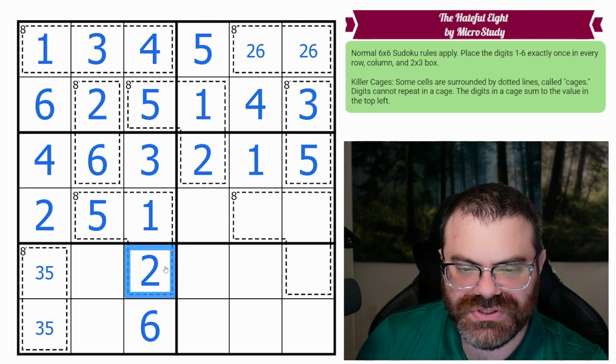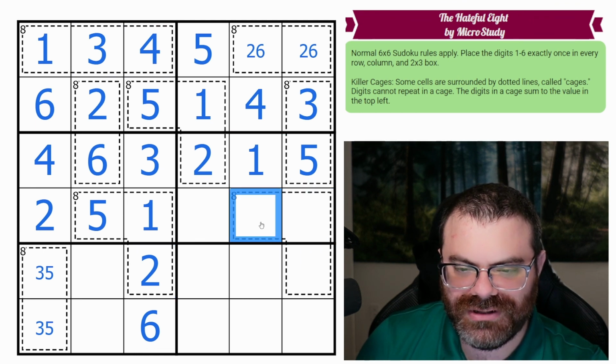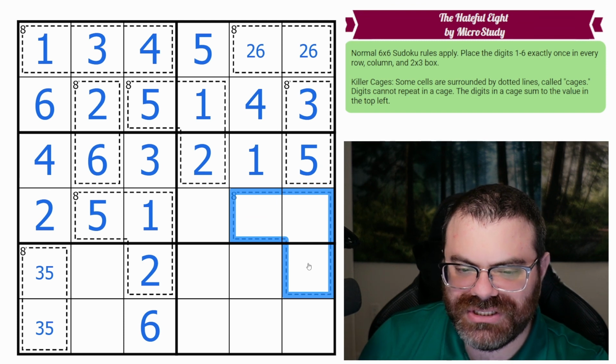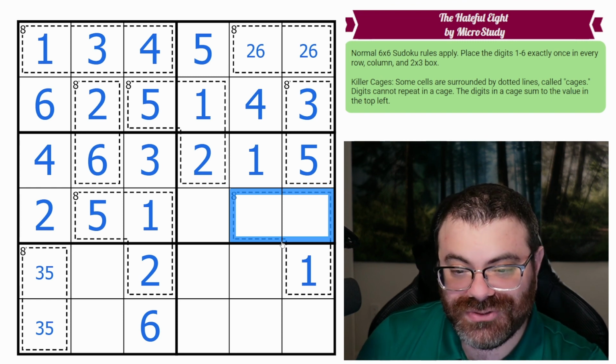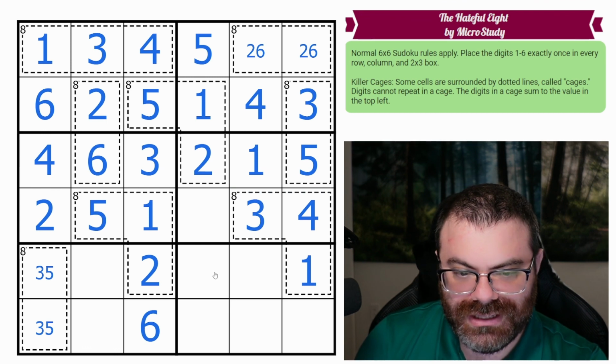Now this can't be a 1, 2, 5 because both the 1 and the 5 would go here, but also the 5 can't go in here at all. Anyway, however you want to think about it, this cage needs a 1. It goes here. A 3-cell 8 cage always needs a 1, and this can't be 1, 2, 5, so it's 1, 3, 4, and we know the order.